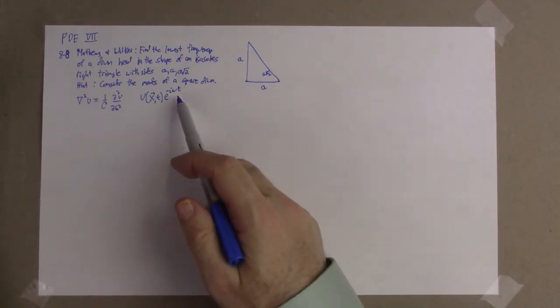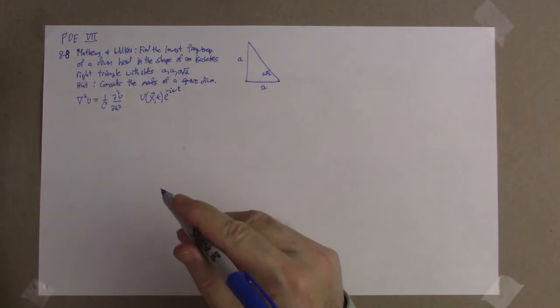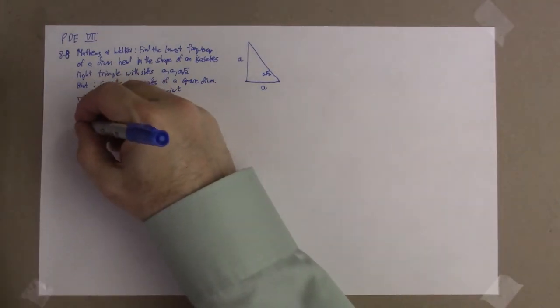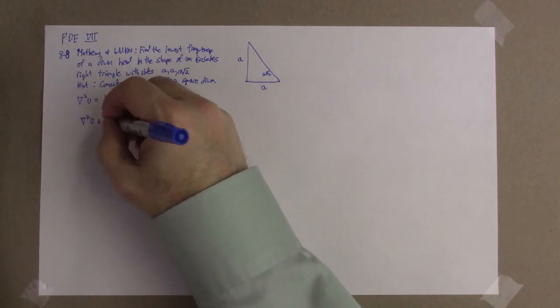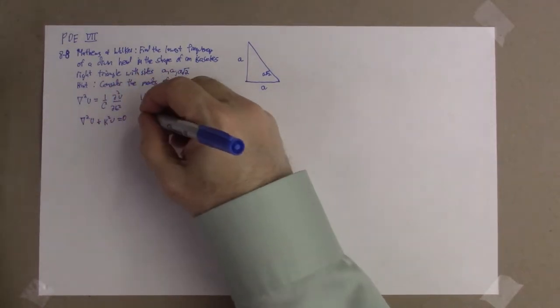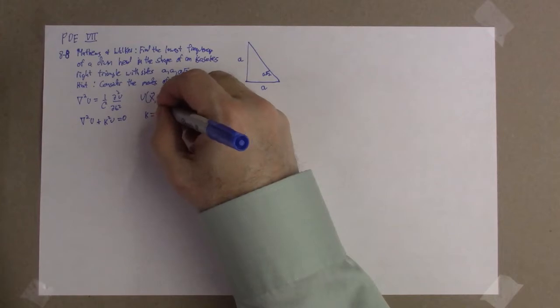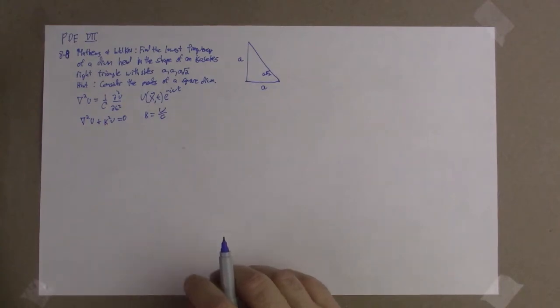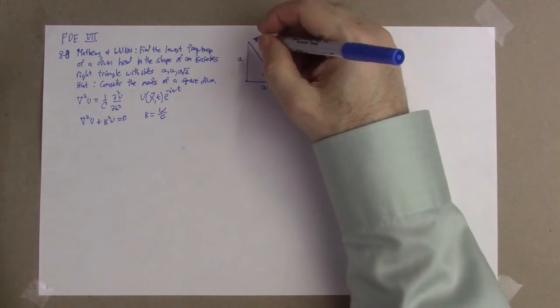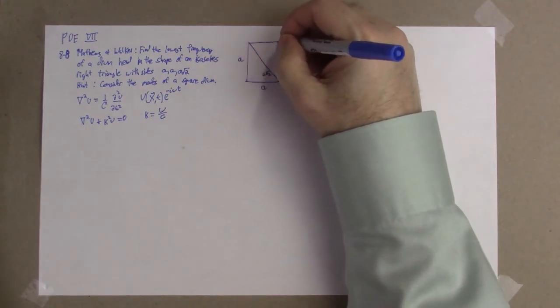So substituting this into the wave equation gives us the Helmholtz equation: del squared u plus k squared u equals 0, with k equal to omega over c. Now the problem says extend to a square drum, so that seems like it makes sense. Let's extend this to a square drum like this.